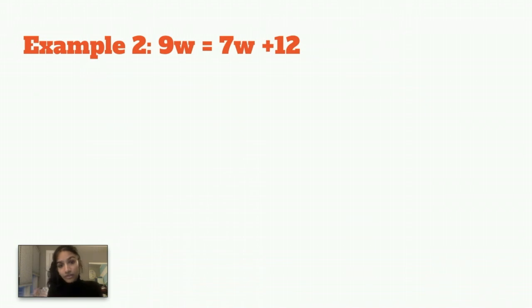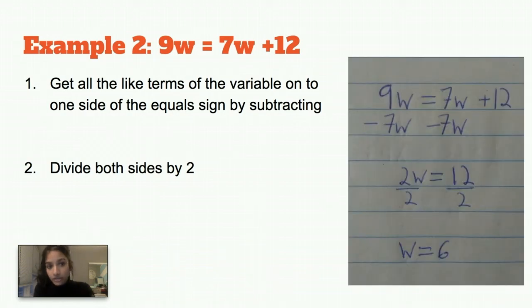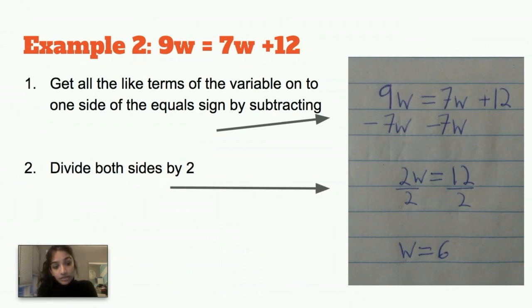Another example of the variable being on both sides of the equation is 9w is equal to 7w plus 12. Our first step is to get all the like terms of the variable on one side of the equal sign by subtracting. So here's the work. We're going to subtract 7w on both sides. That's over there. And we have 2w is equal to 12. Now we're going to divide both sides by 2. 2w divided by 2 is w. And 12 divided by 2 is 6. So w is equal to 6.